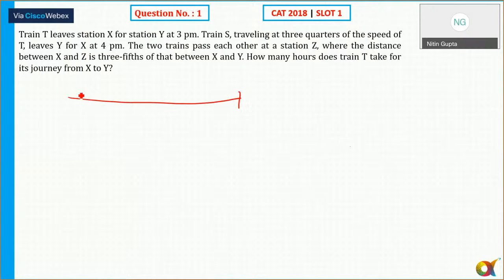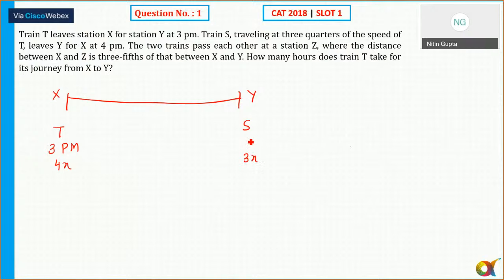So I'll draw here. Always make a habit of drawing it. Train T leaves station X for Y. There is one train, train T, which leaves the station at 3 p.m. Train S travels at 3/4 of the speed of T. So if I assume the speed of the first train is 4x, then the speed of the second train, being 3/4, is 3x.